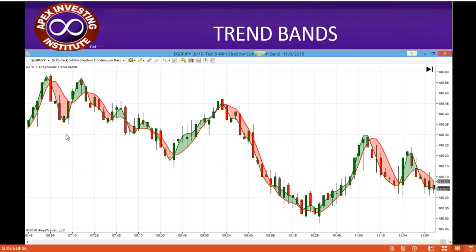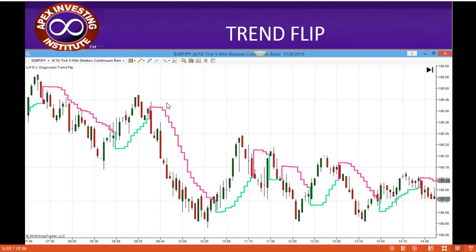So it's looking at different things. The trend bands are looking at different things than the chop filter. But a very easy indicator to understand. Red and green, okay? Or green and red. Green is up, red is down. Very, very simple. Another indicator is called the trend flip. This is a direction confirmation indicator. And again, it's not a standalone indicator. It's to be used in conjunction with others, okay?